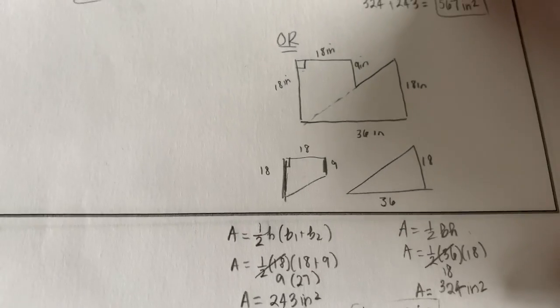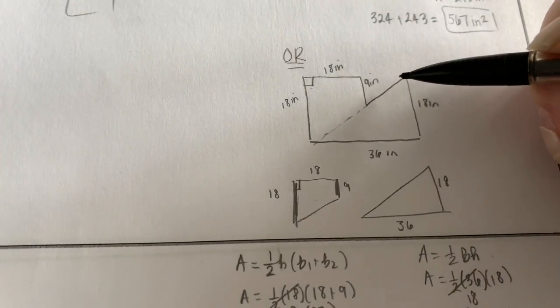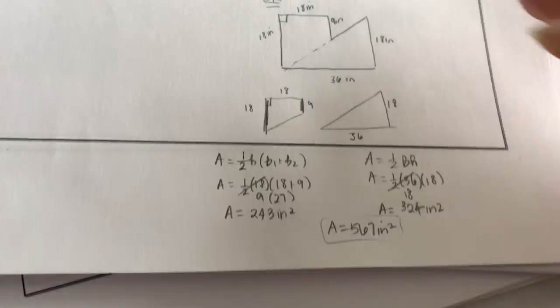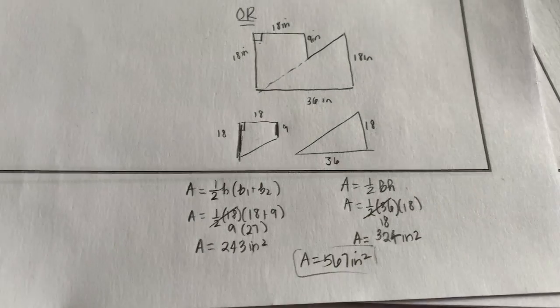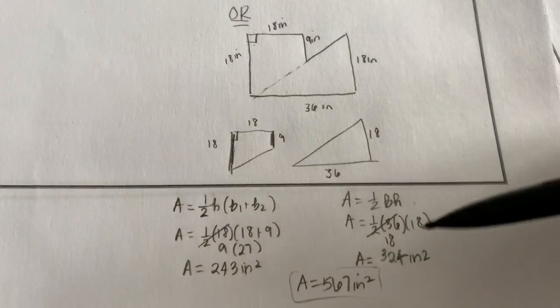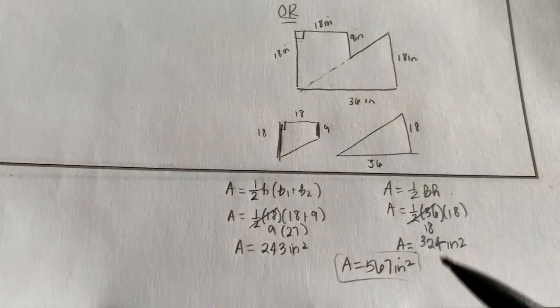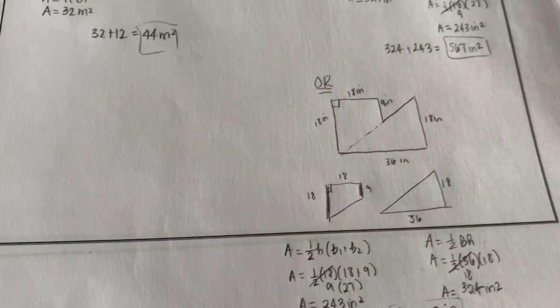And then for the triangle, it's the same thing. You don't have to find anything. It's already labeled. So the base and the height are both there. Okay, so I just used the area formula for a triangle and find that it's 324. And when I did this, I found that it's 243. Adding them up, you still get that 567.